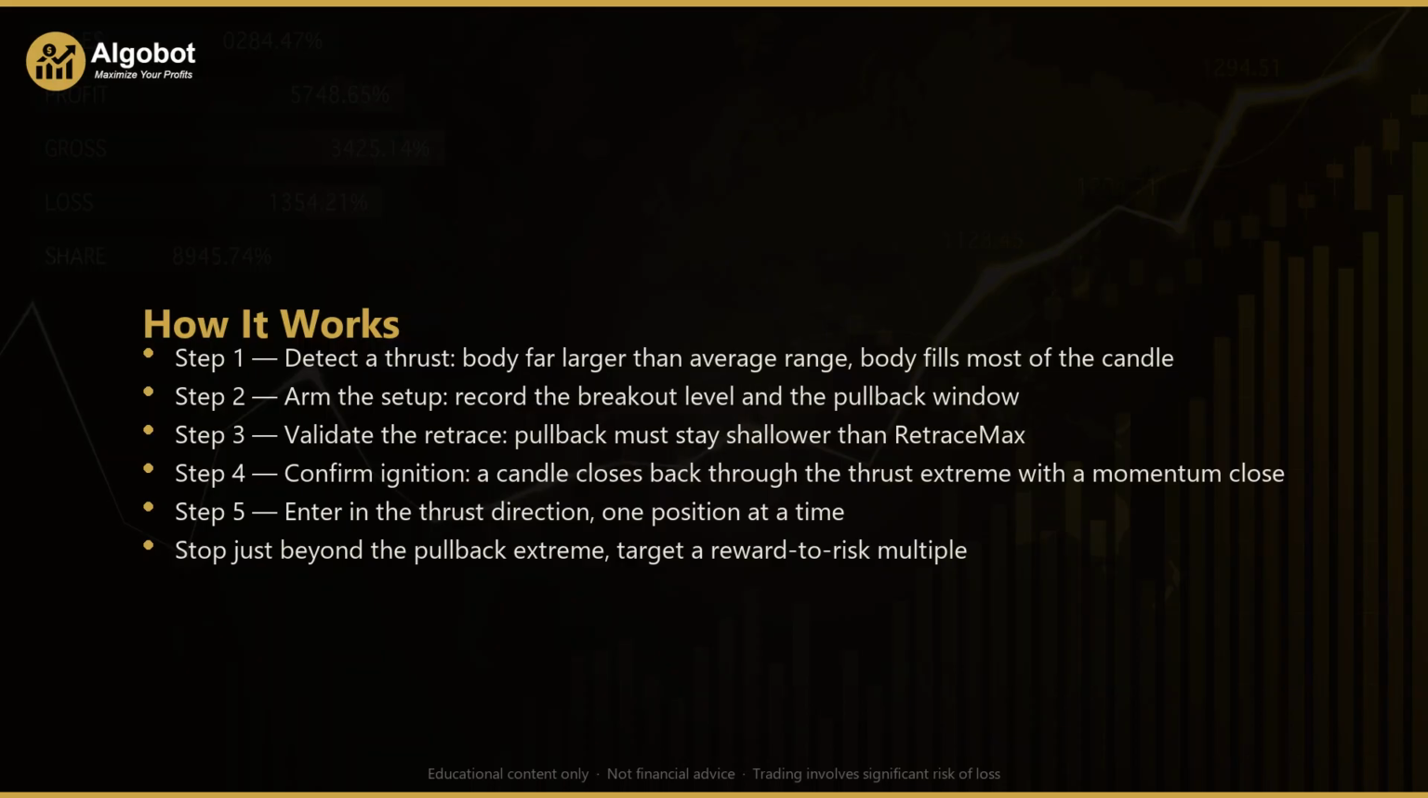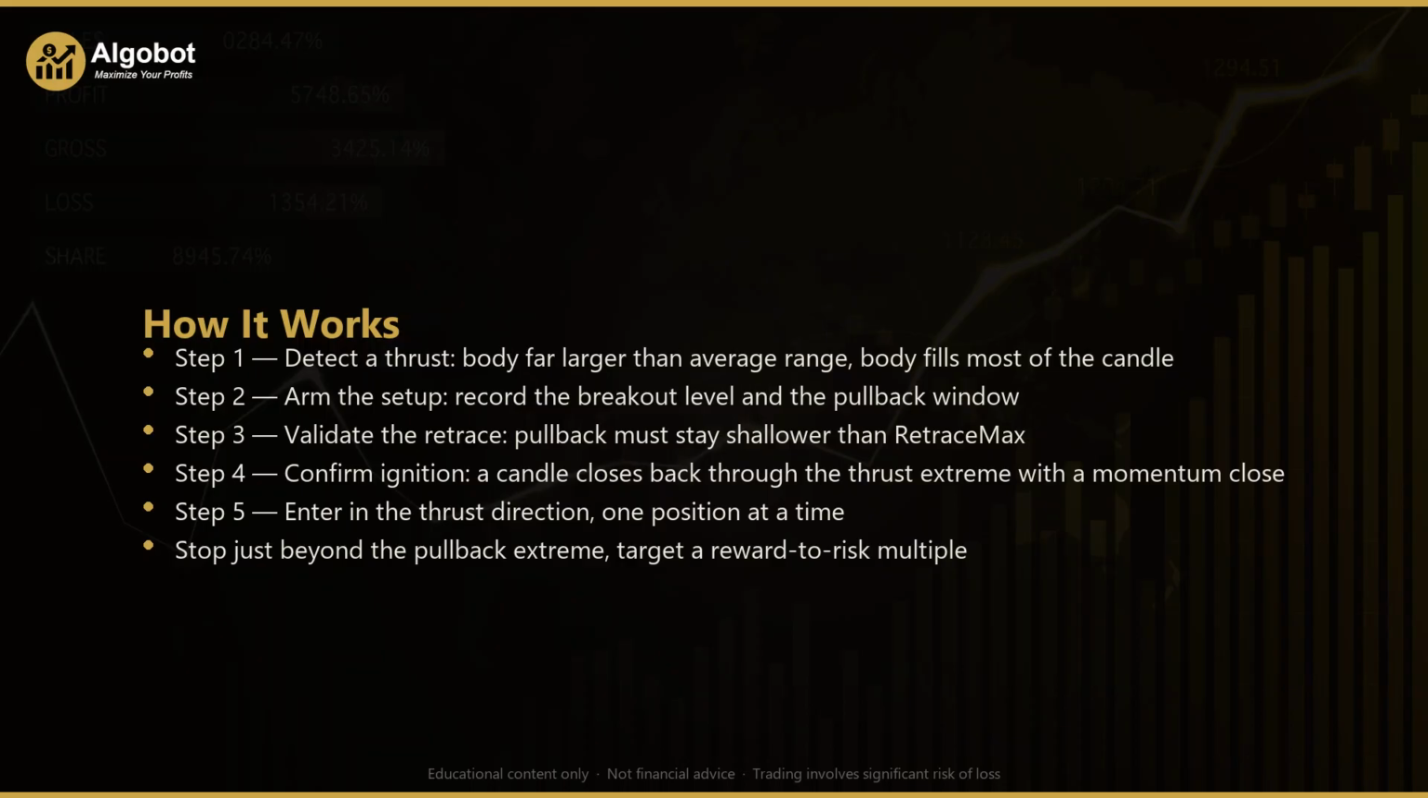Second, the strategy watches the retrace. Over the next few bars, set by the pullback bar's window, it tracks how far price pulls back from the breakout level. For a bullish setup, it follows the lowest low, and for a bearish setup, it follows the highest high. If that pullback ever runs deeper than the RetraceMax fraction of the thrust's range, the strategy decides the momentum is gone and it disarms. The setup is voided.